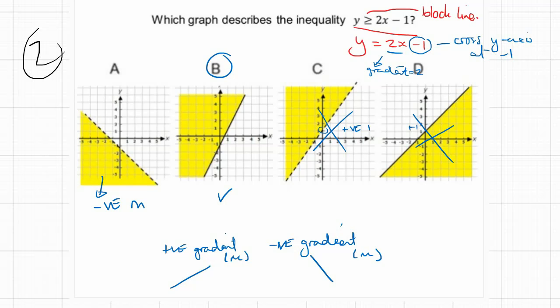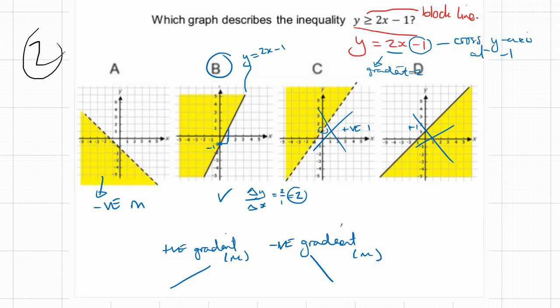So gradient is the change in y over the change in x. Let's make a little triangle. Change in x is 1 and the change in y is 2. So 2 over 1. So the gradient of 2. And it's got an intercept of -1. So definitely this is the right line. That is the right line.